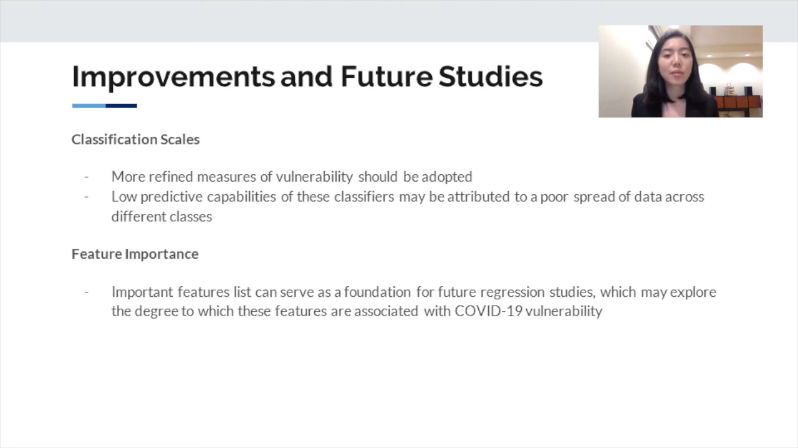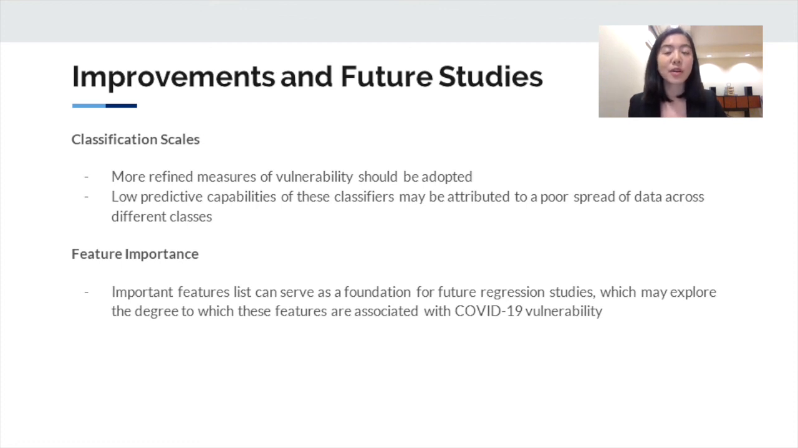In addition, the lower predictive capabilities of these classifiers may be attributed to a poor spread of data across the different classes. For example, due to the skewed distribution of COVID-19 incidence across the US, few counties have scores that fall in the extremes of the incidence scales. These score distributions lead to classifier bias, favoring the median values and neglecting the extreme values. In future iterations of this study, a uniformly distributed scale should be used to train classifiers to attempt more accurate, less biased predictions.